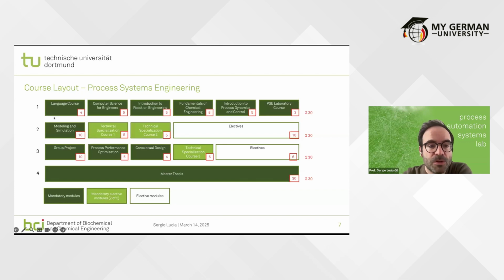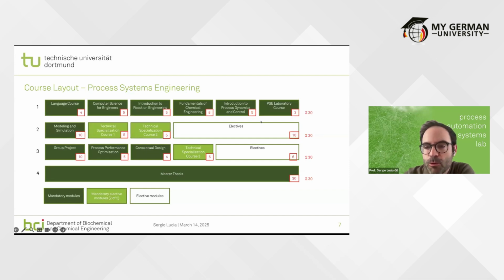Then the second year continues with modeling and simulation. This is a module that includes a lot of static simulation, dynamic modeling, and also data-based dynamic modeling. So we need to build models and we need to be able to simulate those models. Then you have technical specialization. So you get these light green courses. There are 3 of them along the program, and you can choose 3 out of 5 courses here.